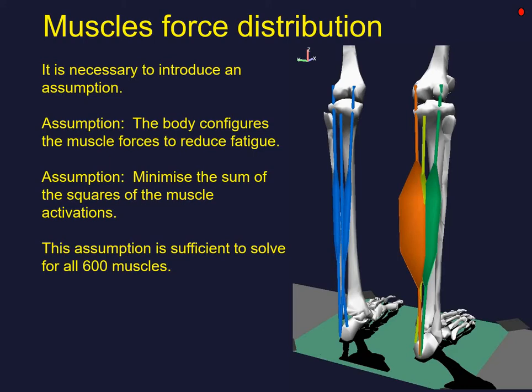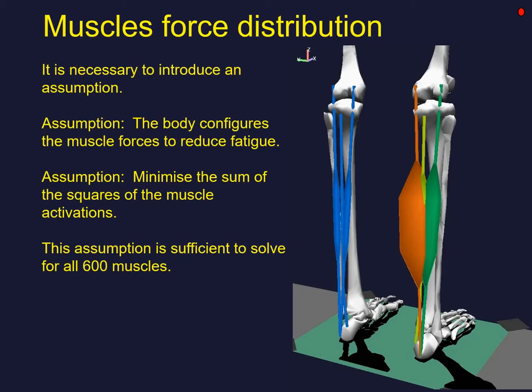By activation, we mean the ratio between the instantaneous force generation of the muscle divided by the maximum force that the muscle can generate. So if the maximum isometric force of the muscle is, say, 1,000 newtons, and the muscle at that instant in time is generating 500 newtons, its activation is 0.5.